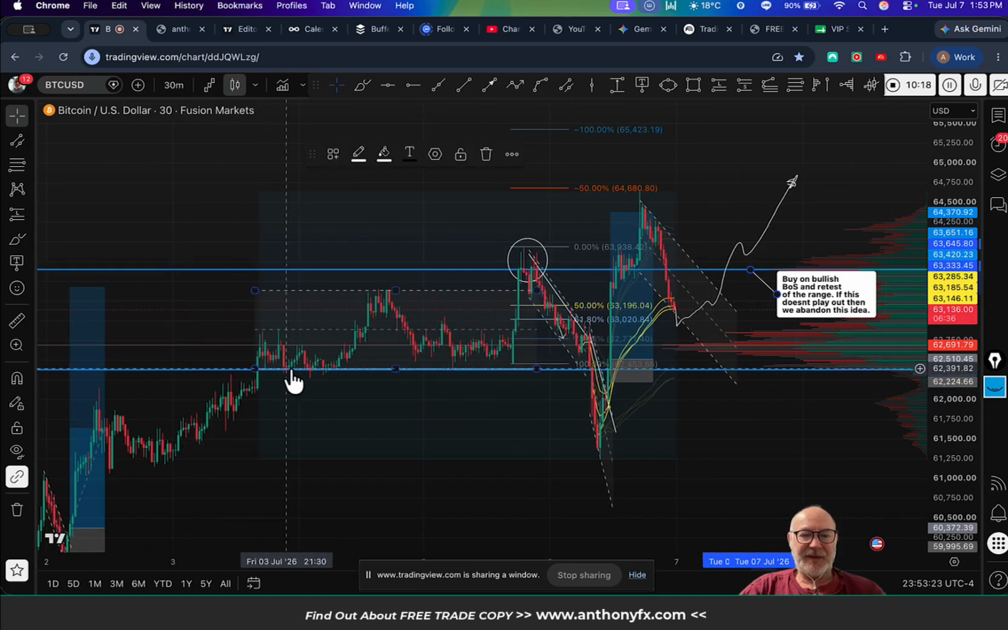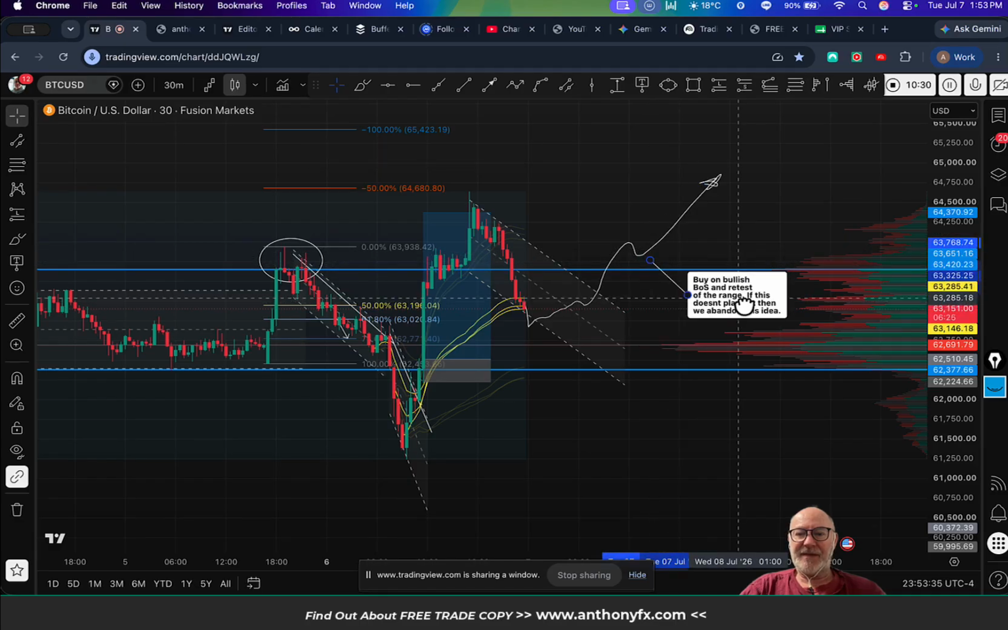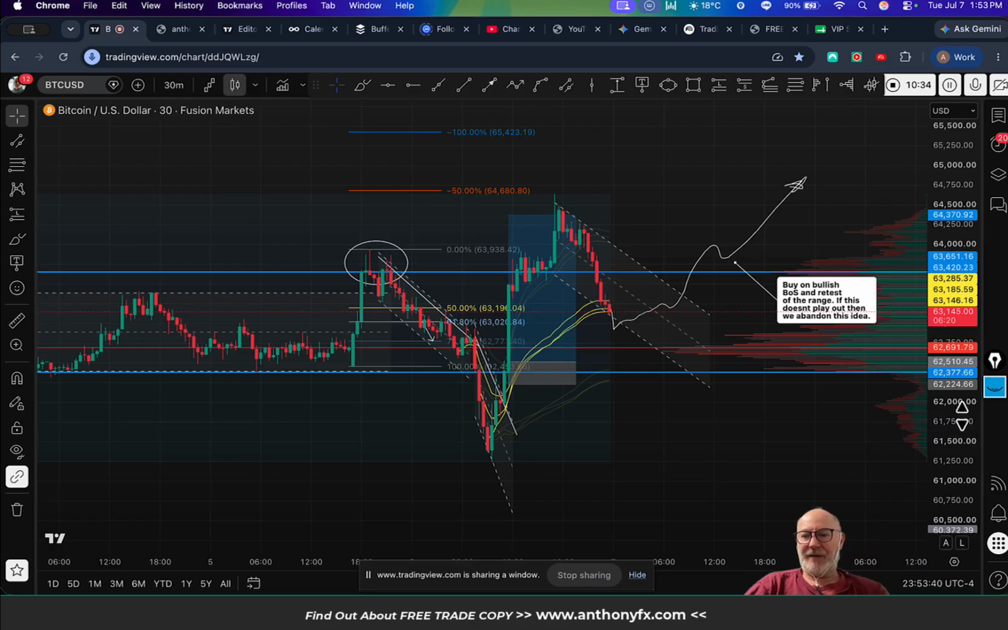Look at the support, see? The volume profile, the base through here. All right, so just be careful. Now, if you get above this blue line on the volume profile, then yeah, I would be buying above that. So that's my plan, I guess, for Bitcoin at the moment.